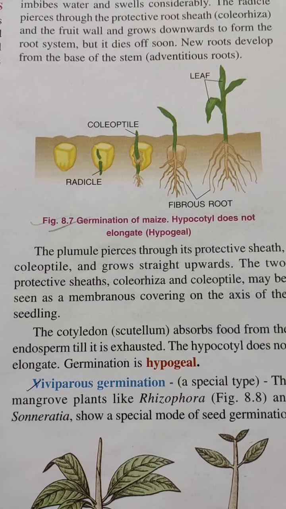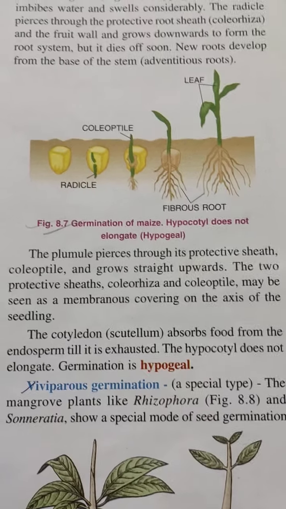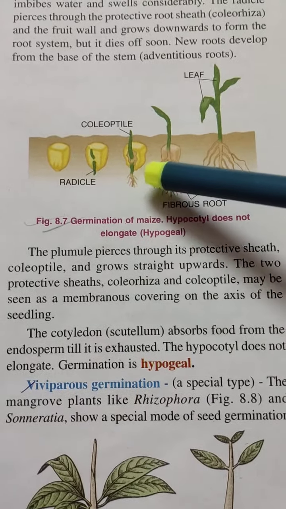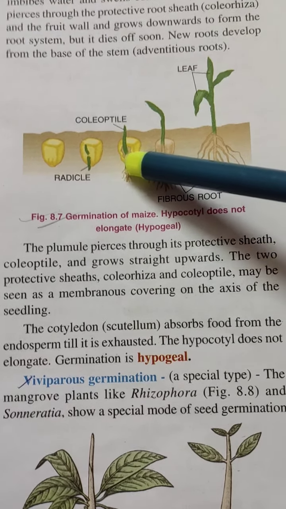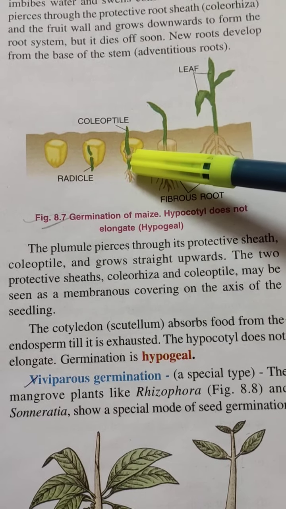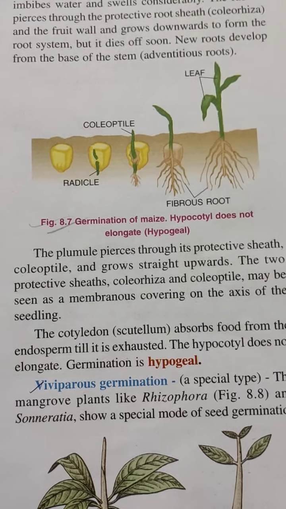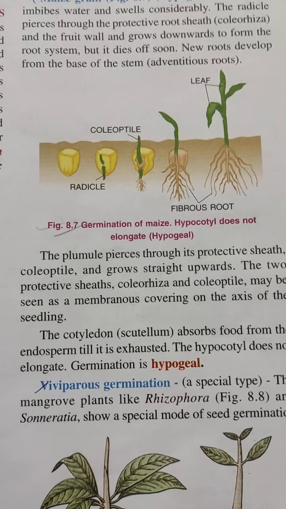The hypocotyl does not elongate here, because which portion is the hypocotyl? The hypocotyl is the lower portion. Clear? This portion is the hypocotyl. So it is not elongating. So the germination is hypogeal. Clear?